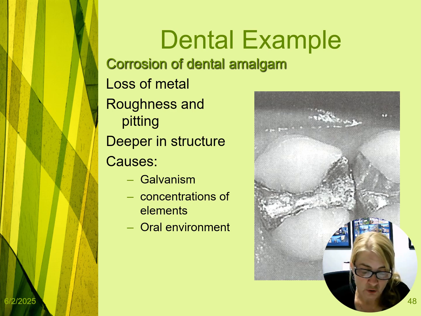Now, at first, corrosion products go into the percolation area and they give amalgam a positive for a while, positive related to corrosion. But there is loss of metal, there's roughness and pitting, it goes deeper in the structure. There can be galvanism experienced between the amalgam and different restorations. And over time, that percolation and that corrosion starts off as a good thing, but then it can cause recurrent decay.